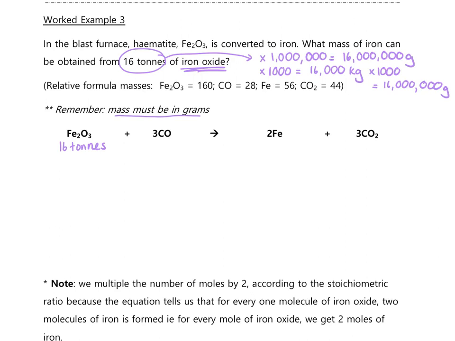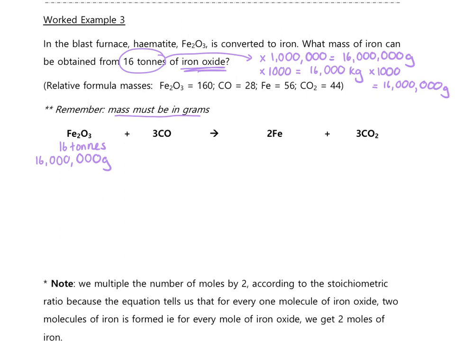So I need to convert it to grams first of all, and I'm simply going to write that underneath the part of the equation as well. So I have 16 million grams of iron oxide. This is an industrial scale reaction, which is why the mass we've been given is so big.